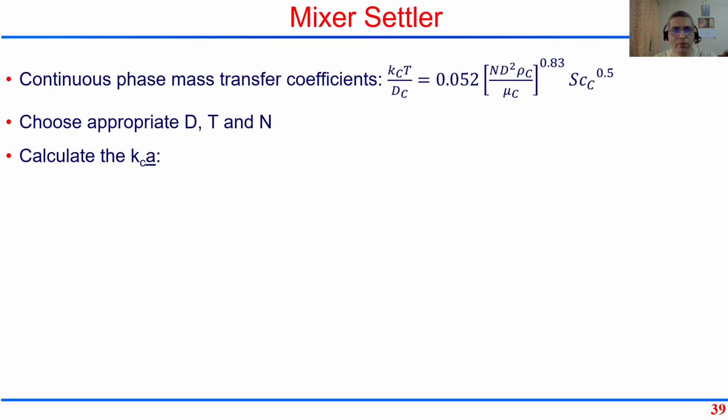Next thing that we are going to look at is, of course, our continuous and dispersed phase mass transfer coefficient. So let's just take some correlation. Again, this is a correlation. This is like your Sherwood number now. This is an impeller Reynolds number. And this is a Schmidt number.